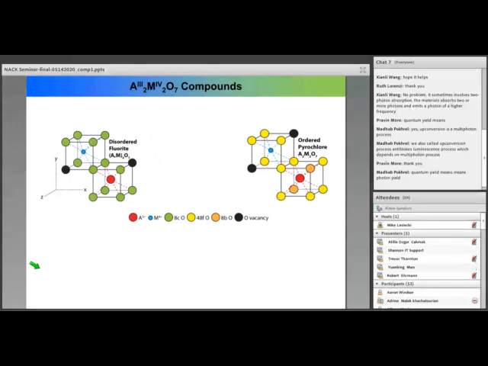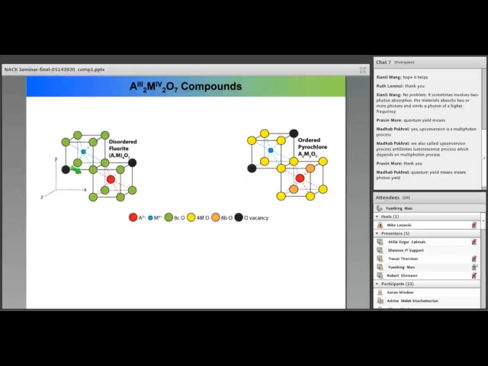The first thing I want to mention is we use this type of compound as a host, A2M2O7, where A is a trivalent and M is a tetravalent. Of course, this composition can have other variations, but this is what we focused on.